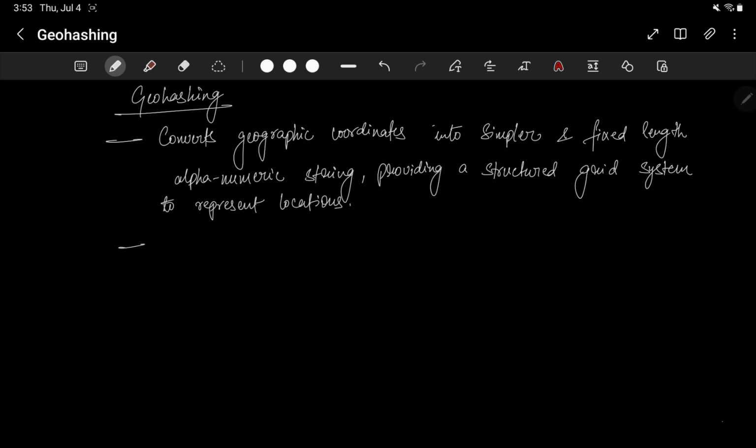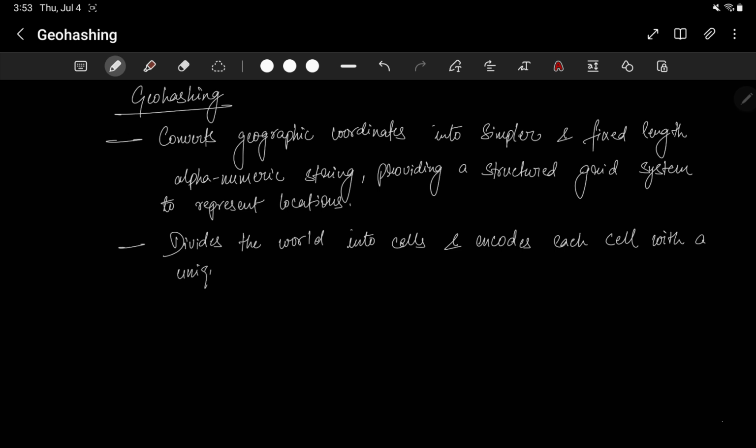So geohashing divides the world into cells. Don't worry about these technical definitions, I'll explain in the example also. So it divides the world into cells and encodes each cell with a unique string.